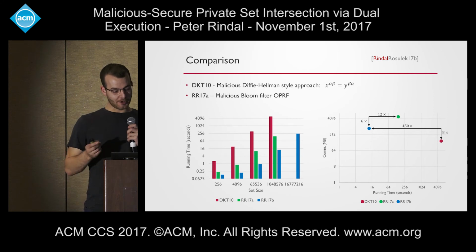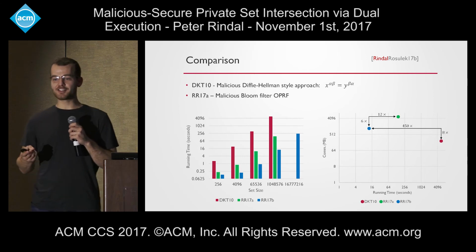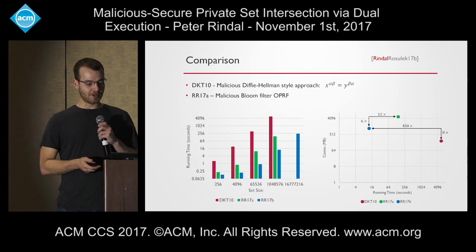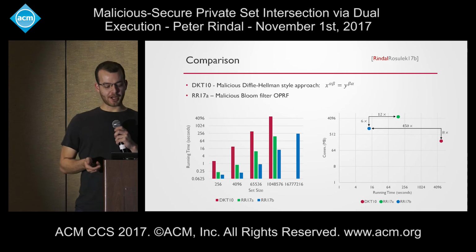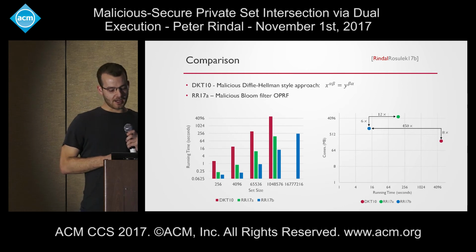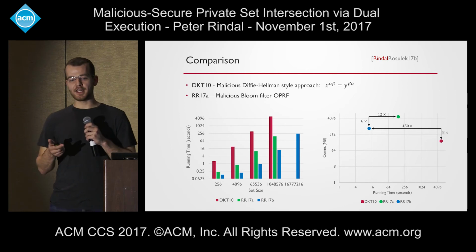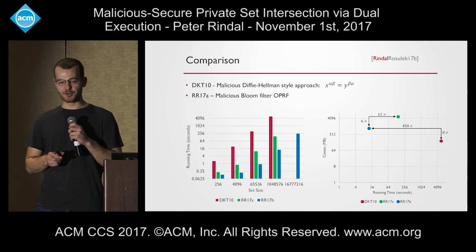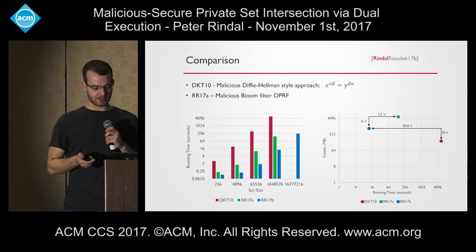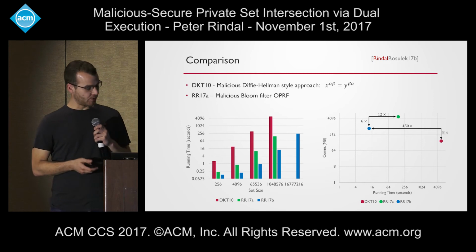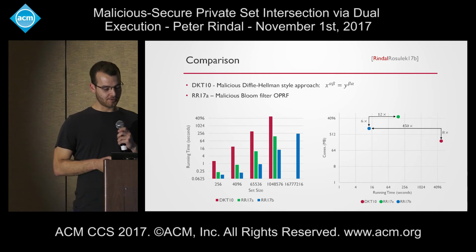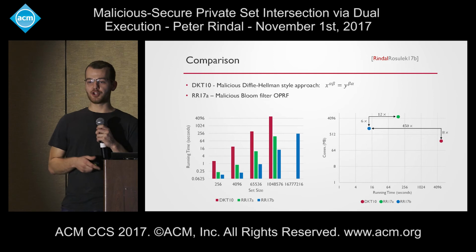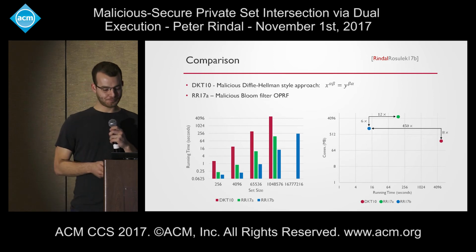And so now an important question is: is it faster than the previous things? And it turns out to be quite a bit. So we compare to the malicious-secure Diffie-Hellman style approach, De Cristofaro from 2010, and in their approach, you had to do many exponentiations and also send over several zero-knowledge proofs. And so it's very computationally heavy, and that shows up with quite large running time, roughly like 4,000 seconds when you consider set sizes of 1 million.